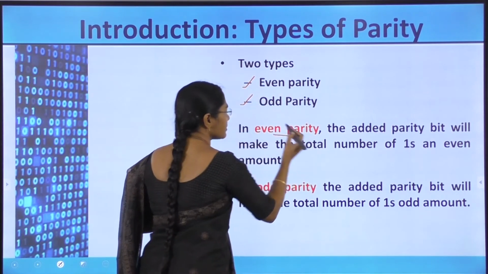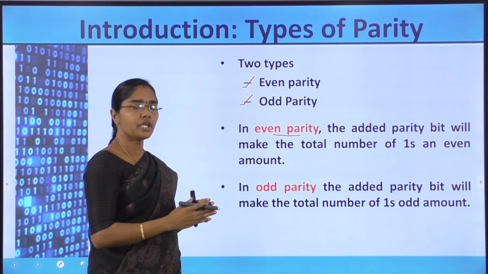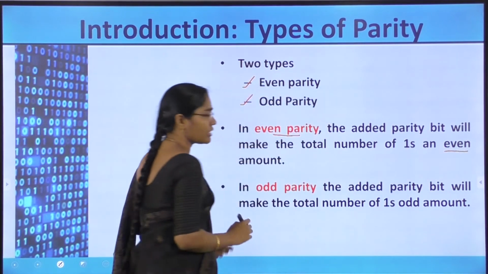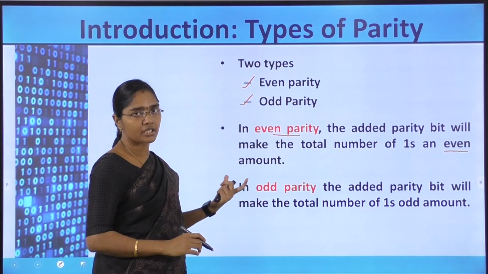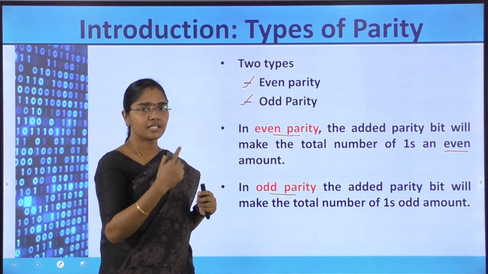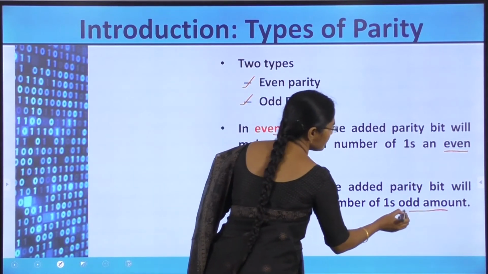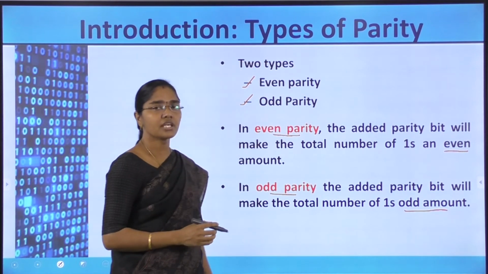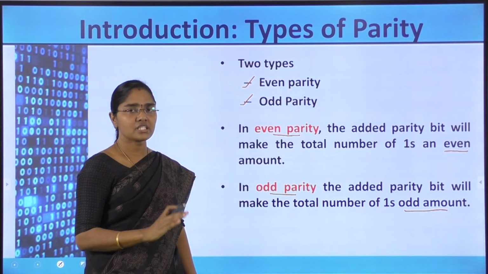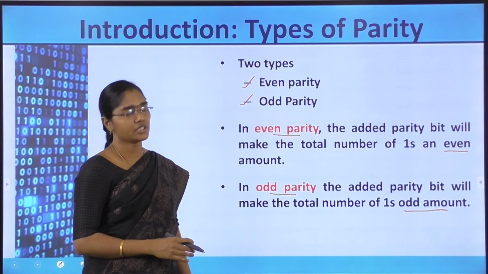Even parity is nothing but an extra bit which is added to the data to make the total number of ones even. Making the total number of ones even is called even parity. Odd parity is nothing but a parity bit which is added extra to the message so that the total number of ones present in that message is odd in number. Odd parity means making the total number of ones odd, and even means making the total number of ones even.